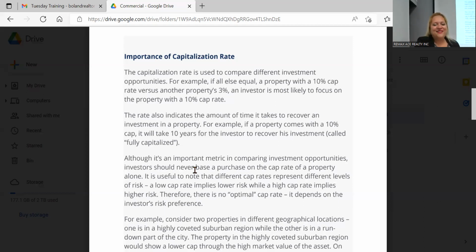The rate also includes the amount of time it takes to recover an investment in a property. For example, if a property comes with a 10% cap rate, it'll take 10 years for the investor to recover his investment, called fully capitalized, okay?